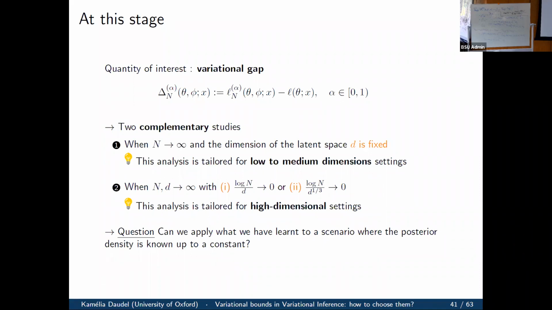Just with regard to this question, it doesn't seem obvious to me, because currently you have a family with 2 parameters, and I do not see an obvious way to transfer that to the case where the posterior density is known only up to the constant.